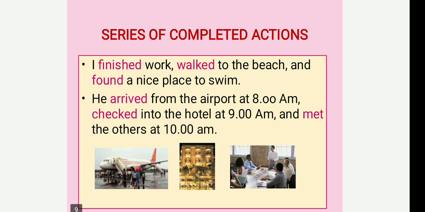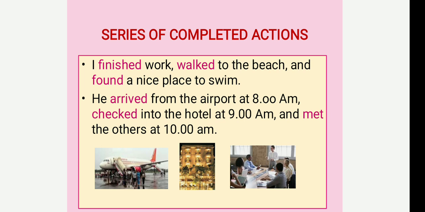We use past tense in order to talk about a series of completed actions. In order to list out the actions which I did at regular intervals of time or continuously, those things come under past tense. Let us see the first example. I finished work, walked to the beach and found a nice place to swim. After I completed my work, I walked along the beach and found a nice place to swim. So it happened sometime in the past.